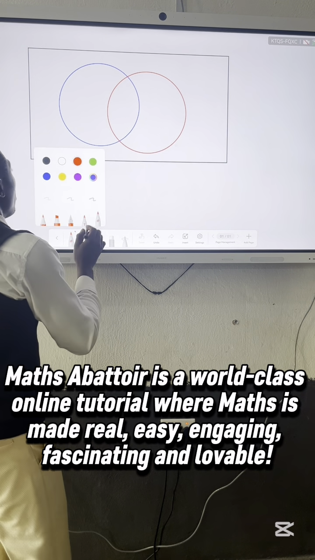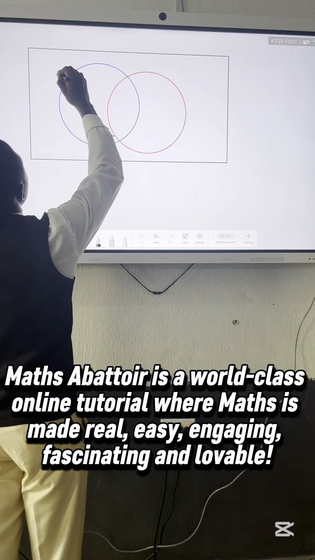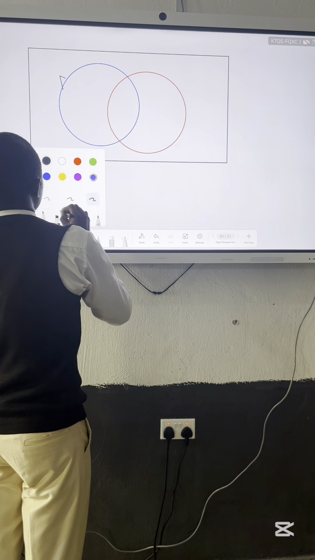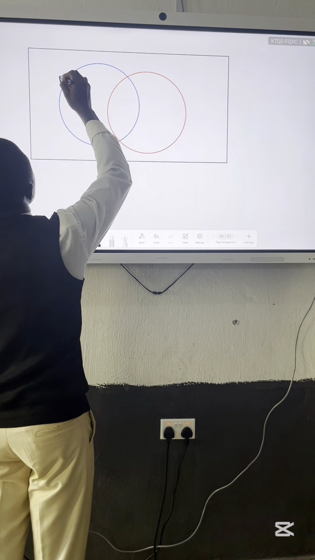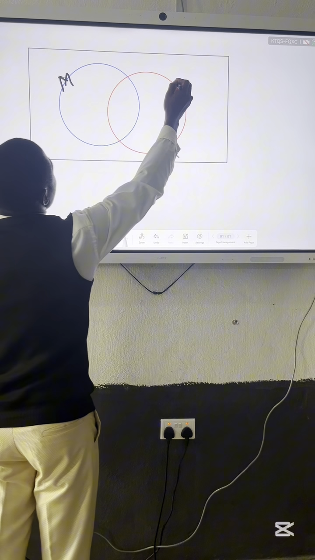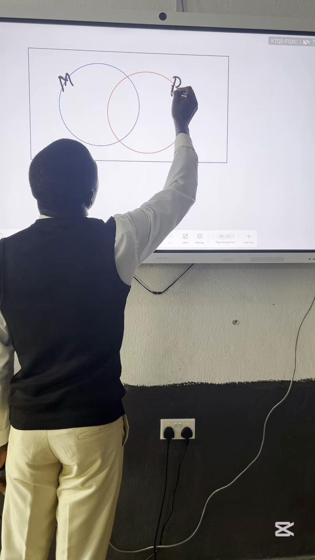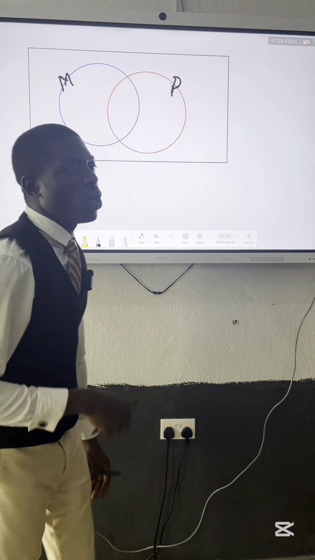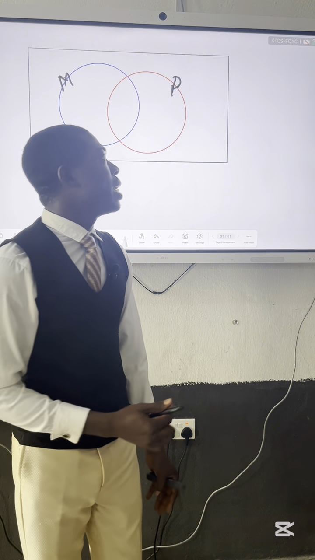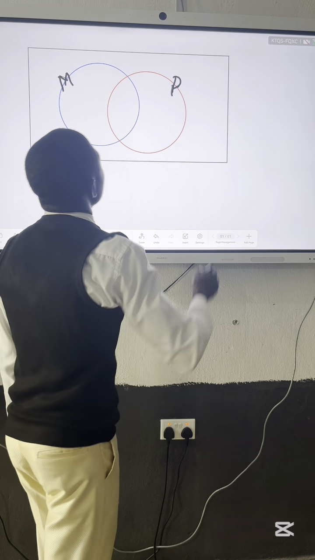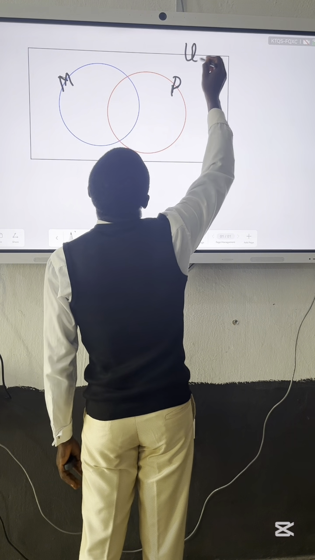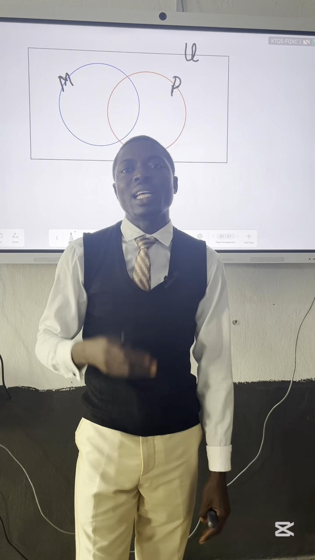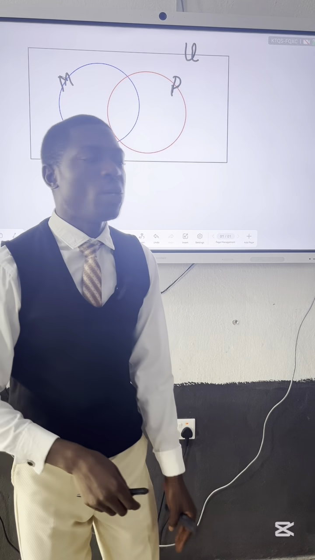All right, now I will label the first one here M to represent mathematics. This is the blue one, M, and then this other one in red, I label it as P to represent the number of students that pass physics. I'm also going to put a symbol showing that the entire rectangle represents the universal set, that's the total number of students that sat for the 2 examinations.